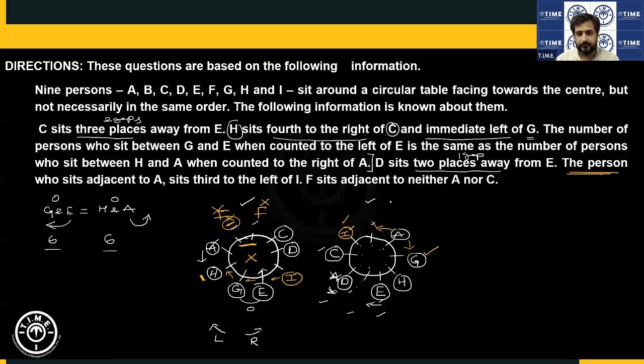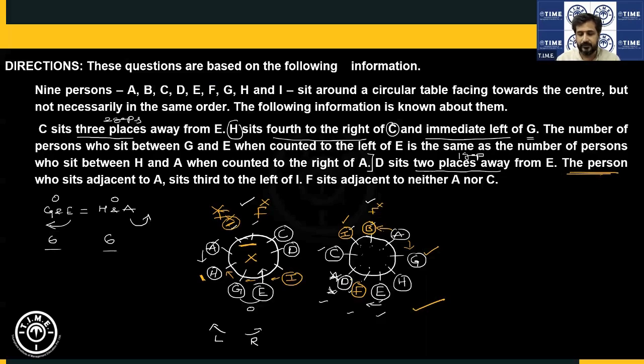Now in this case, F sits adjacent to neither A nor C. So F cannot be here. So the only place for F is immediate left of E. So F will be here. Now, who is the remaining person? Out of 9 people, 8 are fixed. So B is not fixed, so B will come here. This is B's position. And it's our final arrangement.